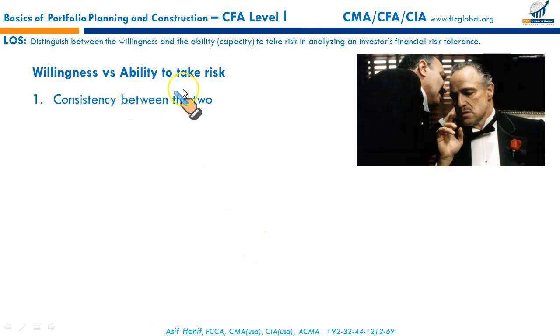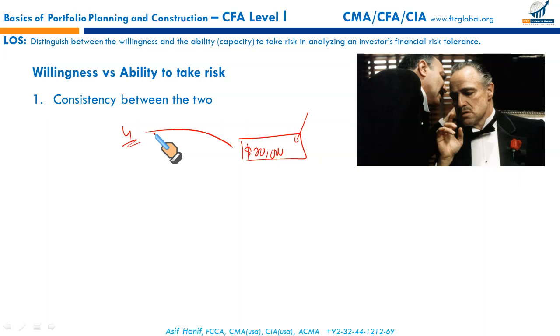Then, willingness versus ability to take on risk. Yes, this is important. Sometimes, but not always, the willingness to take risk is not consistent with the ability to take risk. For example, a person who is earning a net amount, after all the expenses, of just $20,000 per annum doesn't have the capacity, doesn't have the ability, but is willing to take on a risk that is maybe 4 times this amount, right? So this could happen.